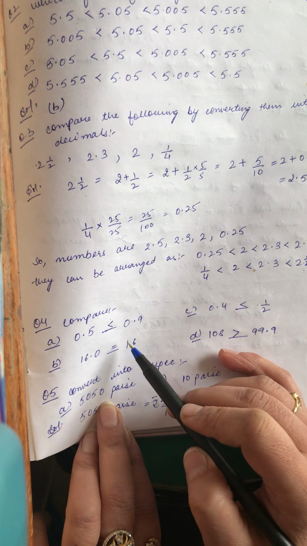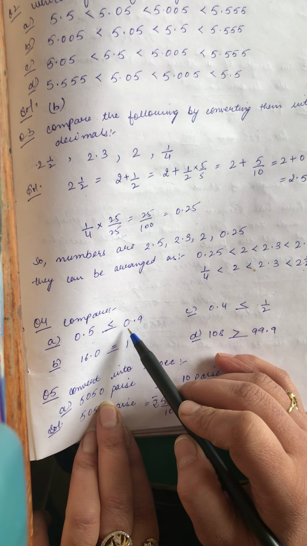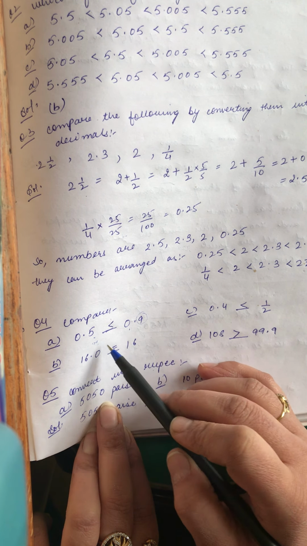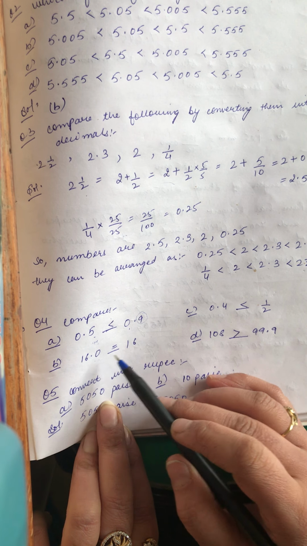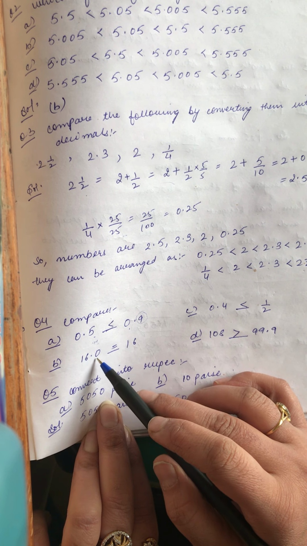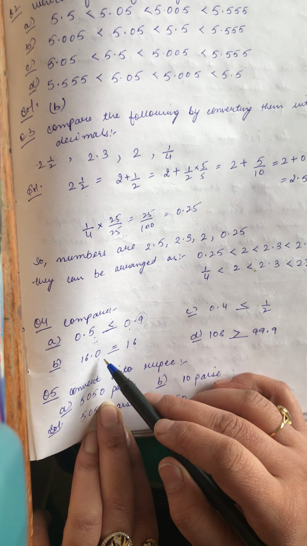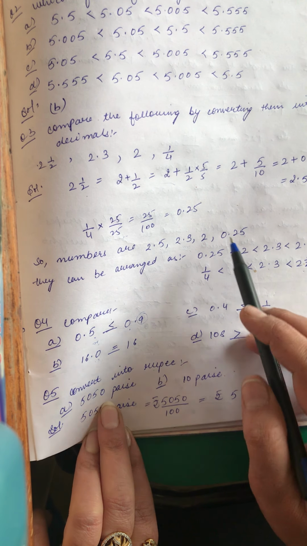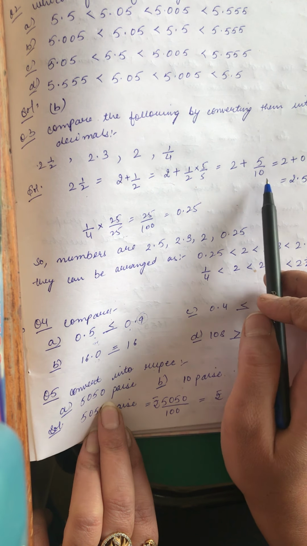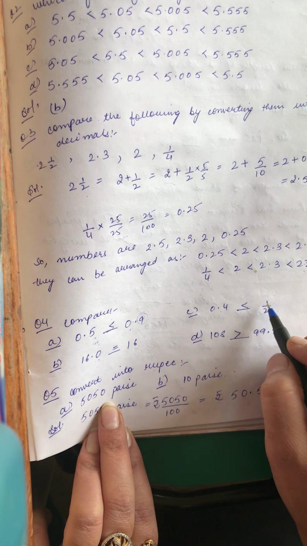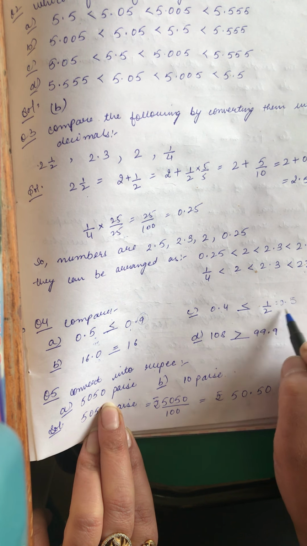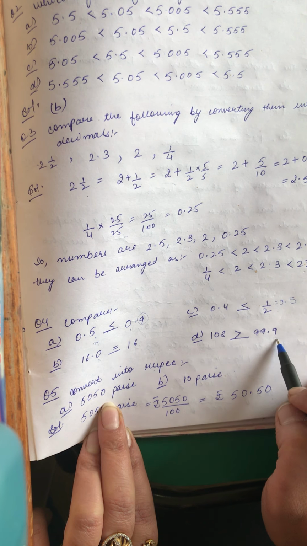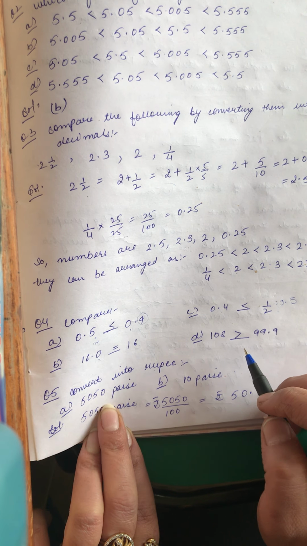Fourth question is, compare these. 0.5 and 0.9. Clearly at the tenths place this digit is greater than 5, so 0.9 is greater than 0.5. B part, 16.0 and 16 both are same, because after the decimal this 0 is not having any value, this will not change the number, so they are equal. C part, 0.4 and 1 by 2. As we have just done, 1 by 2 is actually 0.5. So 0.4 and 0.5, 0.5 is greater than 0.4. D part, 108 and 99.9. Clearly 108 is greater than 99.9.